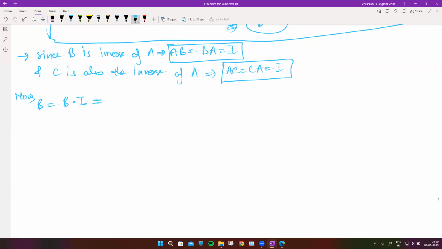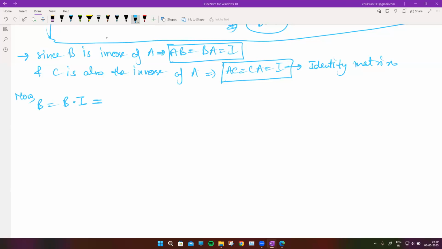Sir, what is I? I is the identity matrix. This is the basic definition of inverse. Have you heard about the definition of inverse, Travis? Yes. So that is the same I. If there are two matrices, the product of which becomes the identity matrix, then they are said to be the inverse of each other. So this I is basically for the identity matrix, right?